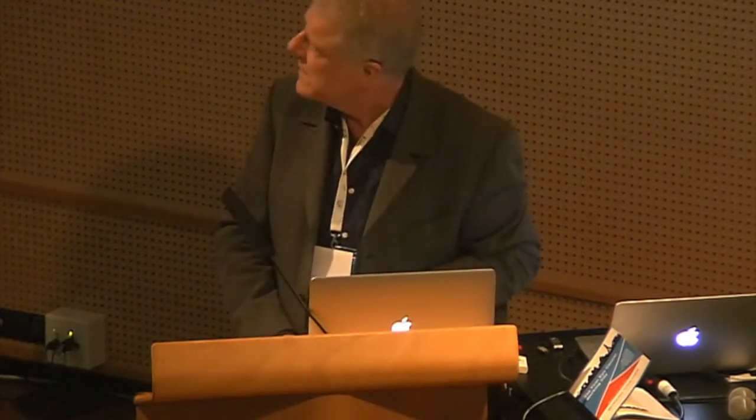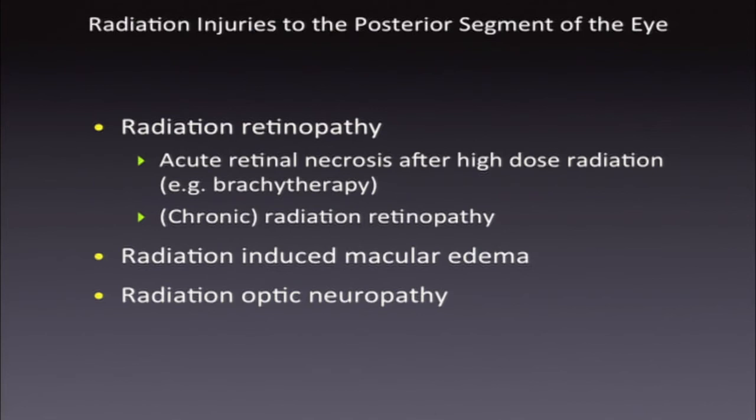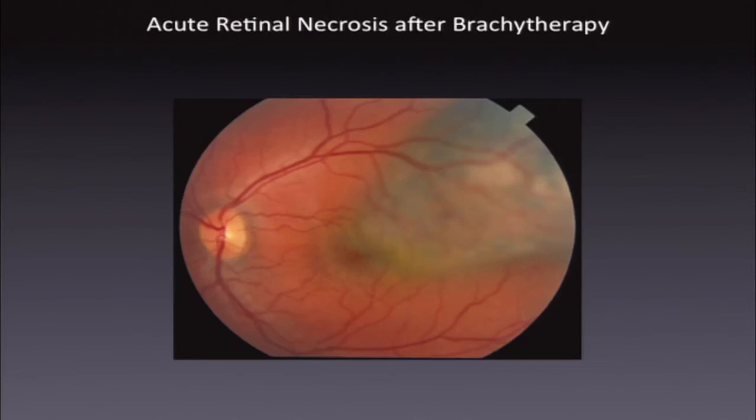And I would like to give you a short overview on radiation complications of the posterior segment. So these are the topics I would like to address. These include the acute retinal damage after high-dose radiation, chronic radiation retinopathy, macular edema, and radiation-induced optic neuropathy. And I would like to start with the acute reaction of the retina to radiation, and this has to be differentiated from chronic retinopathy.